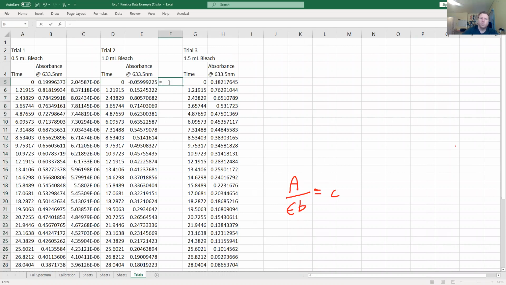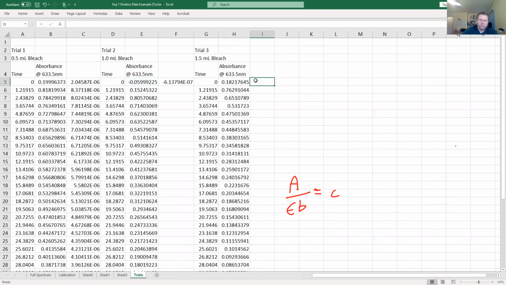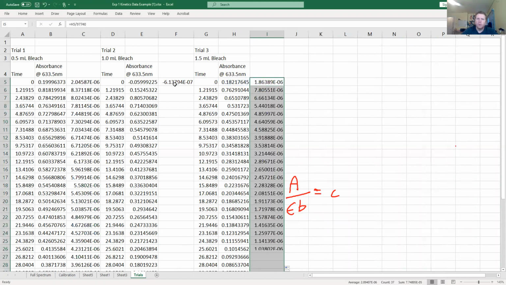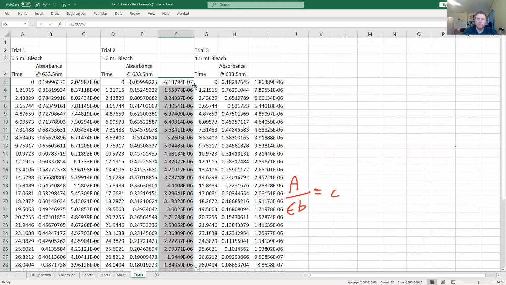We can do that for each one of these absorbances, divided by 97,740. Equals this divided by 97,740. Oh, that's wrong, I typed in 97,740. Okay, corrected. Lower right-hand corner, populate. And that gives us our first setup for the data that we need.